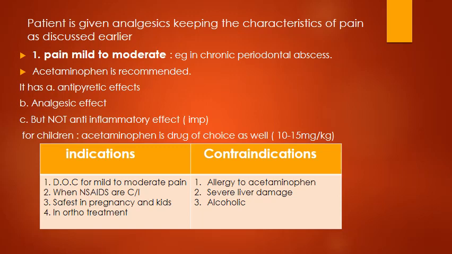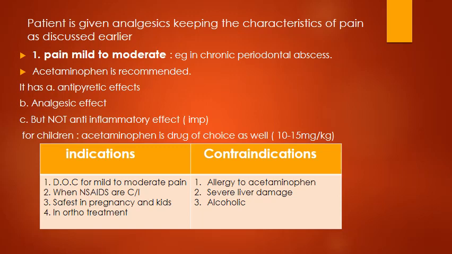Indications: acetaminophen is a drug of choice for mild to moderate pain. Second, whenever NSAIDs are contraindicated, we'll prescribe acetaminophen. Then, it is safest in pregnancy and kids. And next, in ortho treatment, acetaminophen is preferred.